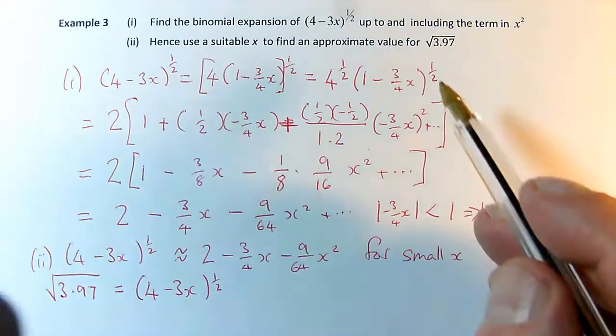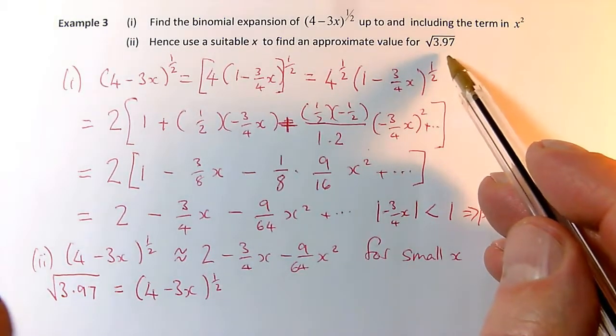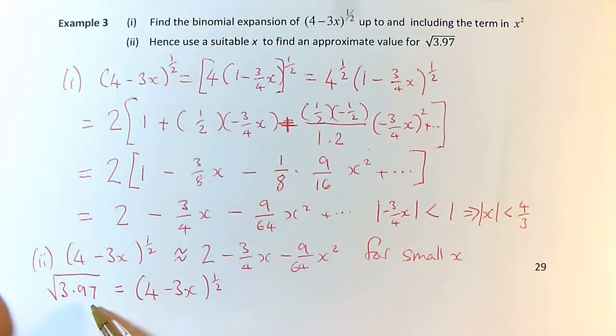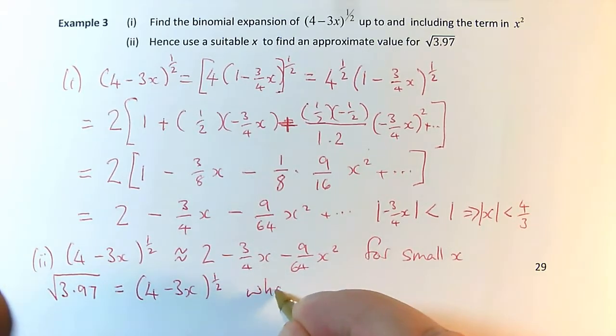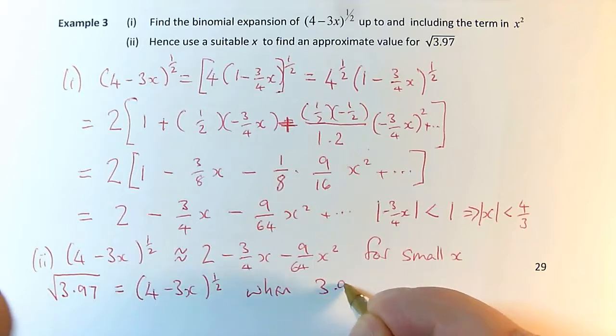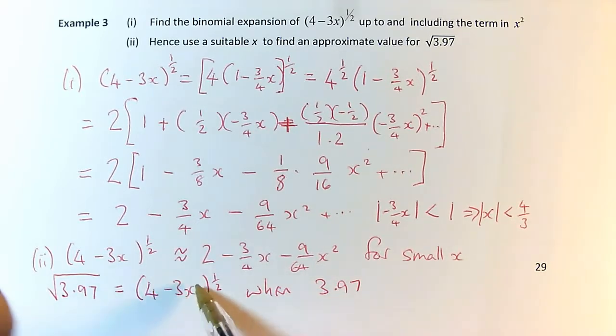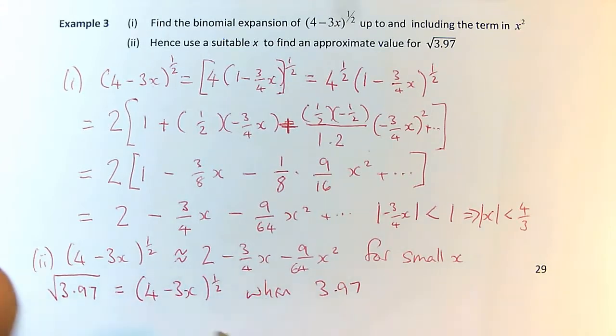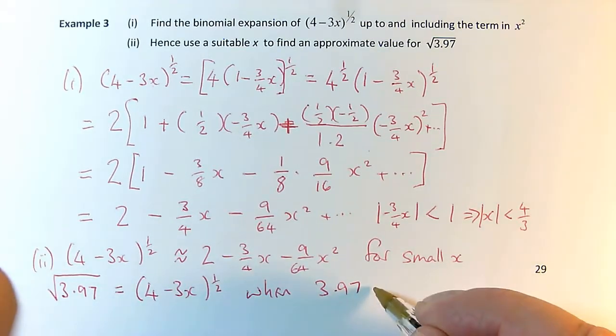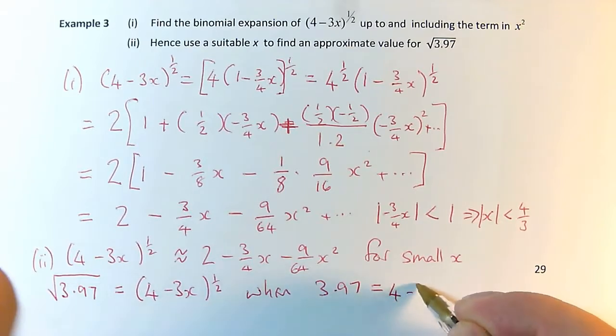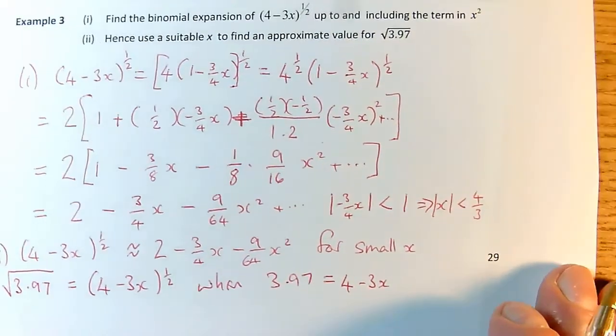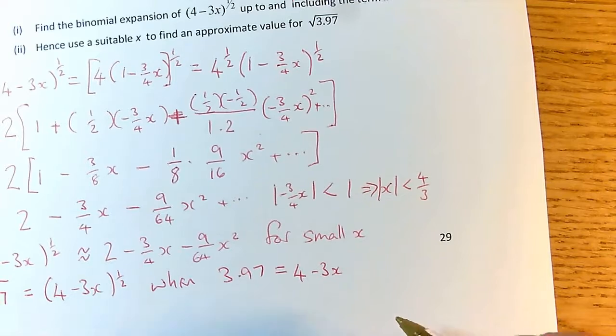So if I want to find out about the square root of 3.97, I can say the square root of 3.97 is (4 minus 3x) to the power of a half. Remember, a power of a half causes a square root. So this is going to be true as long as I make the 4 minus 3x equal the 3.97, it's going to work, okay? Because the power of a half is a square root. So 3.97 has to be 4 minus 3x, okay? So, a little bit of solving equations going on here.